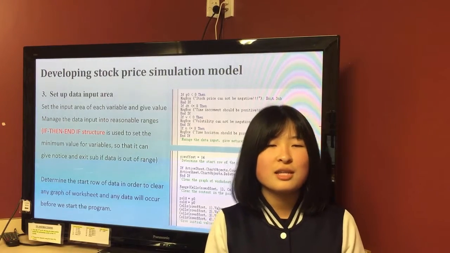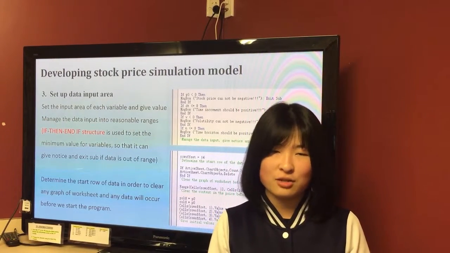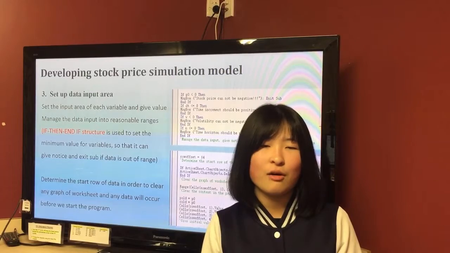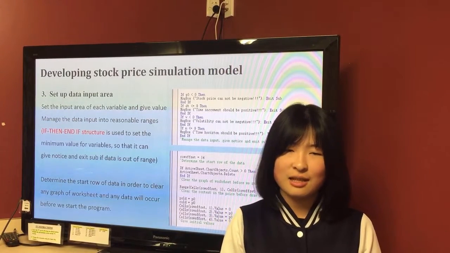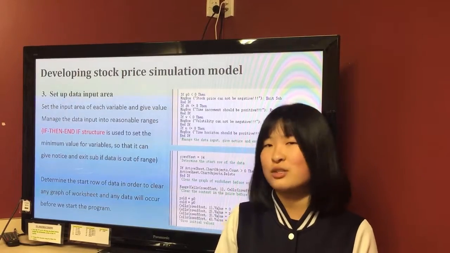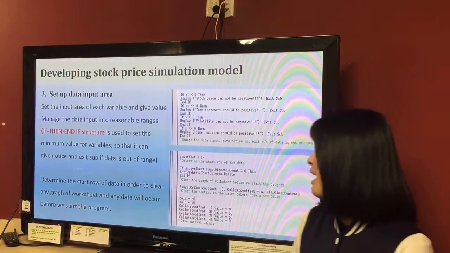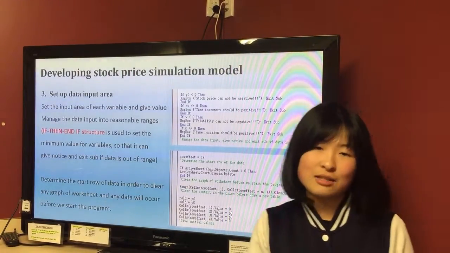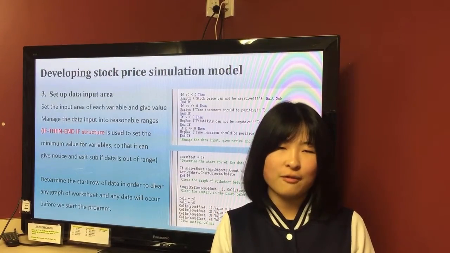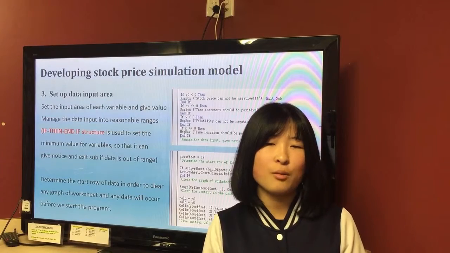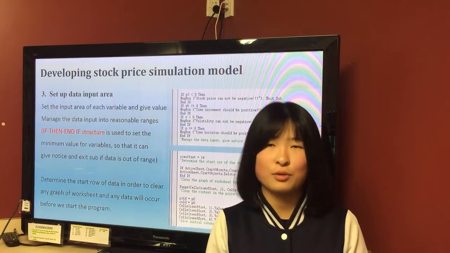So we choose the if, then, and if structure to set the minimal value of variables so that it can give notice and exit the sub if the data is out of range. After that, we create this code to determine the start row of the data in order to clear any graph on the worksheet and any data that will occur before we start the program.